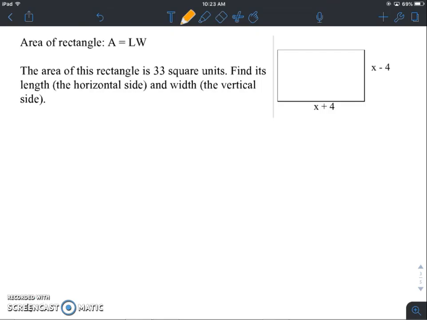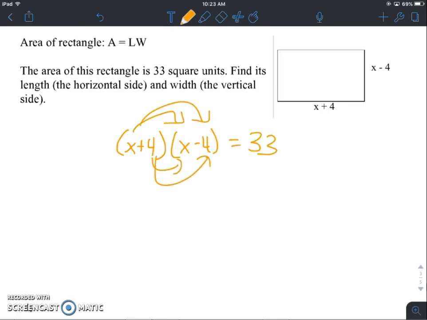Okay, so its length right now is defined by x plus 4. So I'm going to multiply x plus 4 times x minus 4. I need that to equal 33. I'm going to distribute. I get x squared plus 4x minus 4x minus 16 equals 33. The 4x and negative 4x are going to cancel.